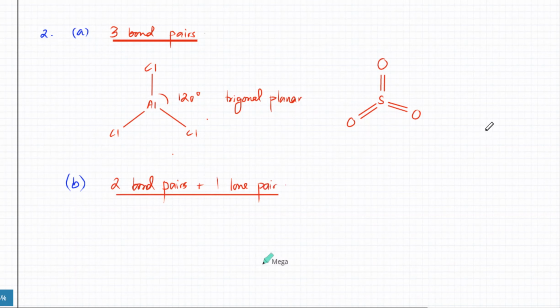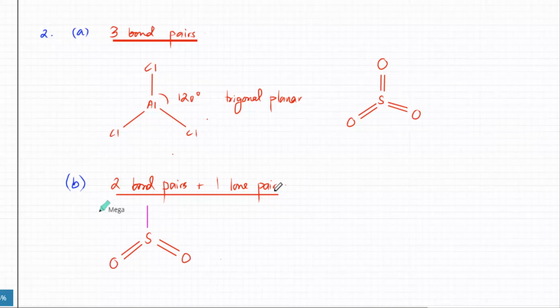Now, in this case, if you have two bond pairs plus one lone pair, an example for that molecule is sulfur dioxide. Now, the shape is going to be exactly the same because it's still three pairs. There are two pairs in bonds and there's one lone pair. So it's still three pairs, so the shape is going to be exactly the same. It's going to be fan shaped. There's going to be an oxygen, and there's going to be another oxygen over here.